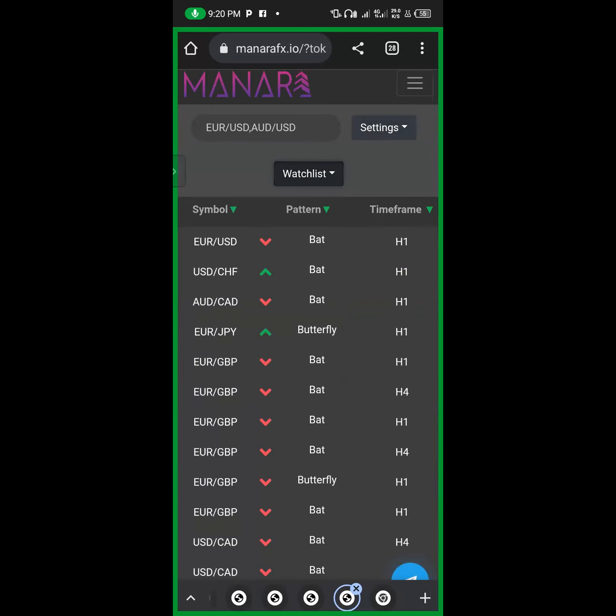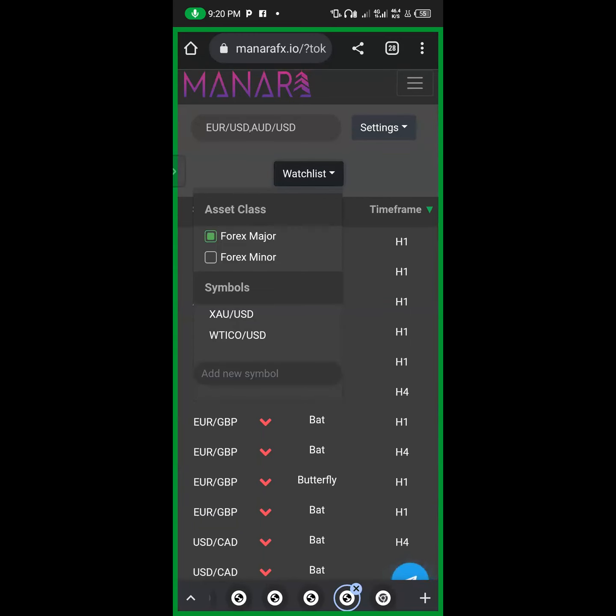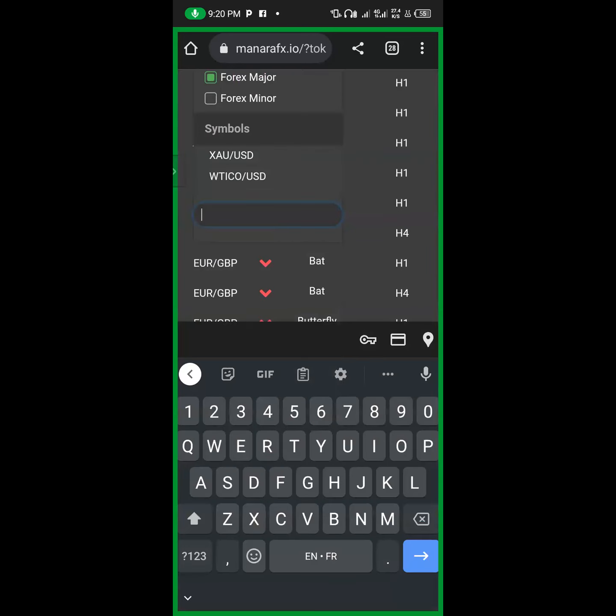Now, let's say you are the type that likes to trade gold, and you see it's not here yet, right? Or you have a particular pair that you want to trade. You can come here and add it under add new symbol. Let me show you how.